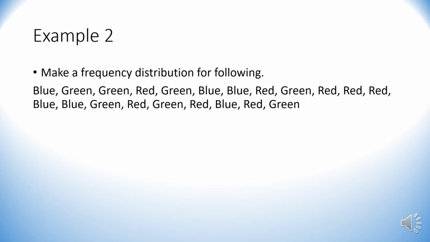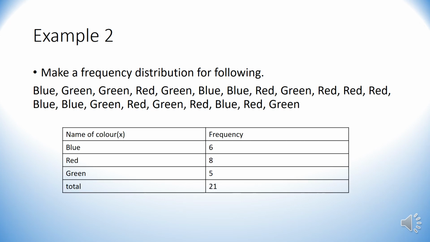That is blue, green, green, red, green, blue, blue, red, green, red, red, red, blue, blue, green, red, green, blue, red, green. So here we can make the table first. The first column is the name of the color, that means only those words which are going to repeat. There are only 3 words, blue, red and green, that are going to repeat.